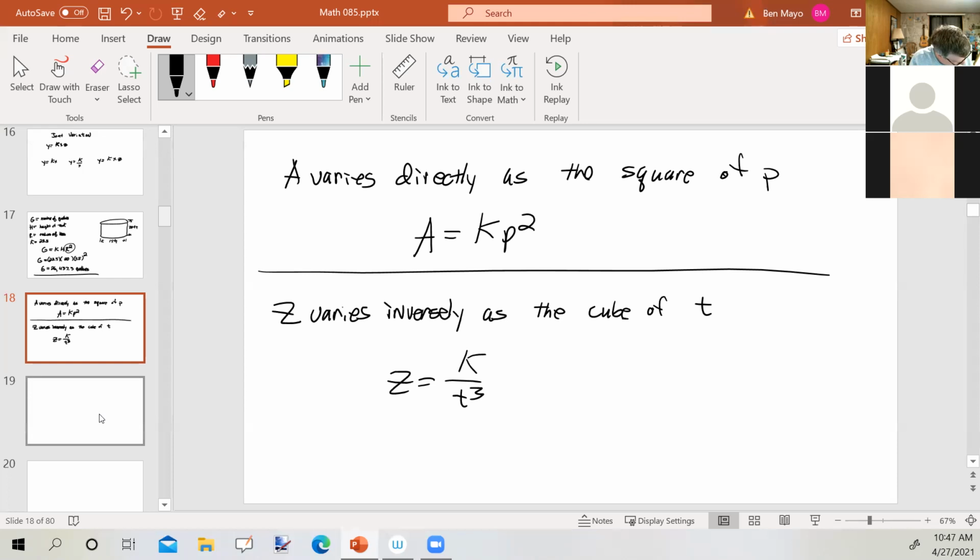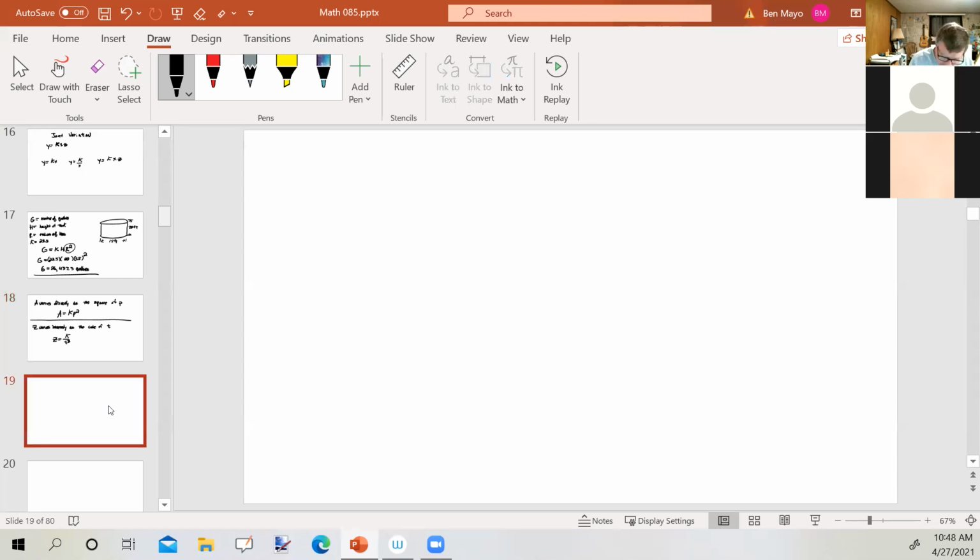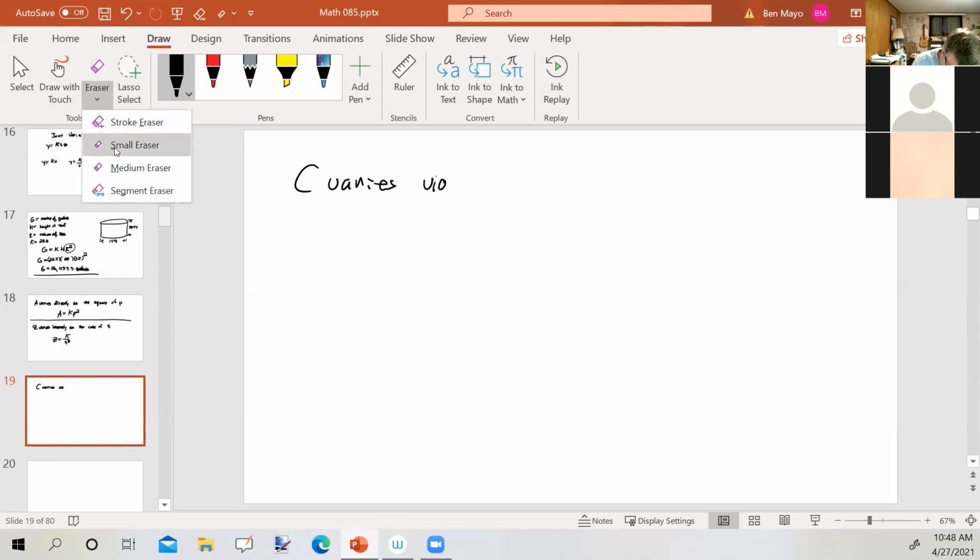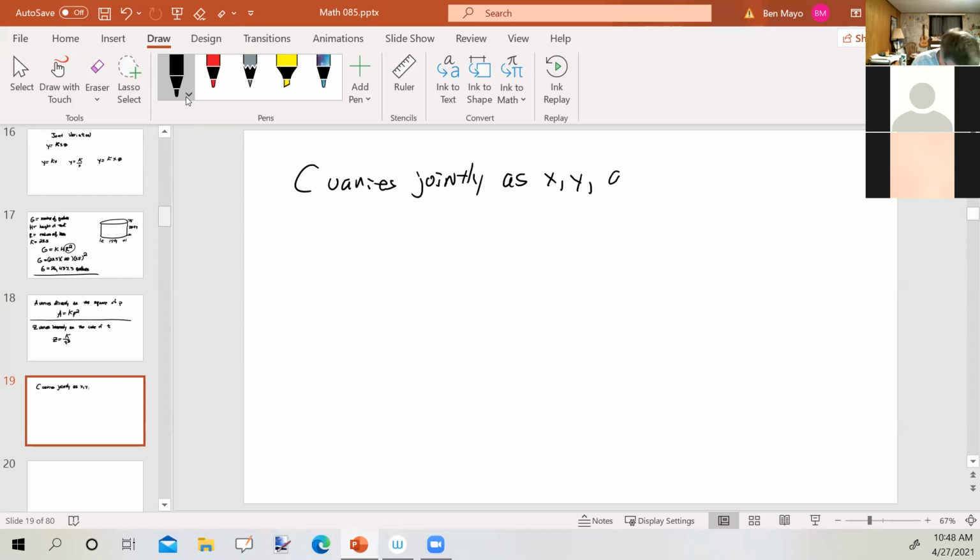Let's see here. There's another one. C varies jointly as X, Y, and Z. So C equals KXYZ.